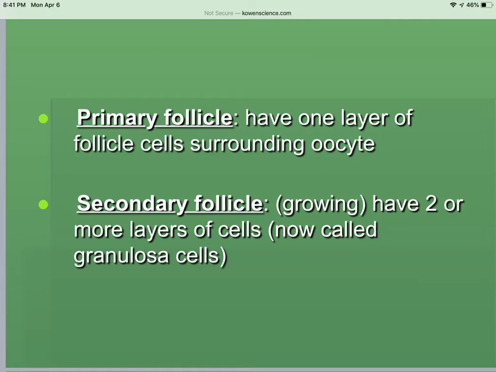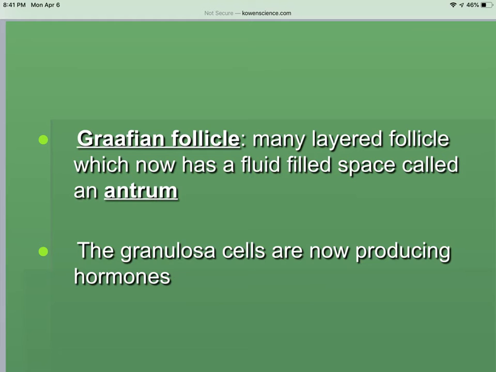Depending upon the layers of these follicle cells, that will tell us what stage of development the oocyte is at. If there's only one layer of follicle cells, then it is the primary follicle. If there are two or more layers of cells, these cells are now called the granulosa, then we have a secondary follicle. The mature follicle or Graafian follicle is when we have many layers of cells, but we also have a fluid-filled space called an antrum. Now the granulosa cells are producing hormones for the body.